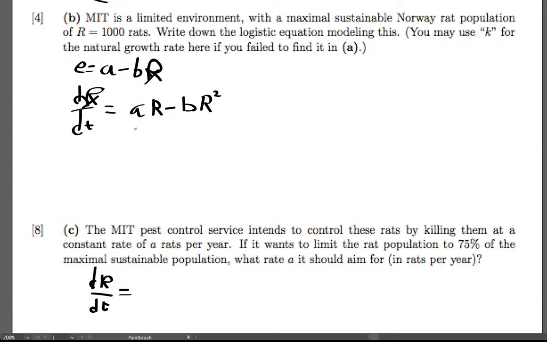So when will this thing actually be sustainable? The first thing that I see here is that this is an autonomous equation because there is no t on the right hand side. So we can actually just try to find where it would be stable just by replacing dr/dt by 0. So what you'll get is actually b r squared must equal to a r.